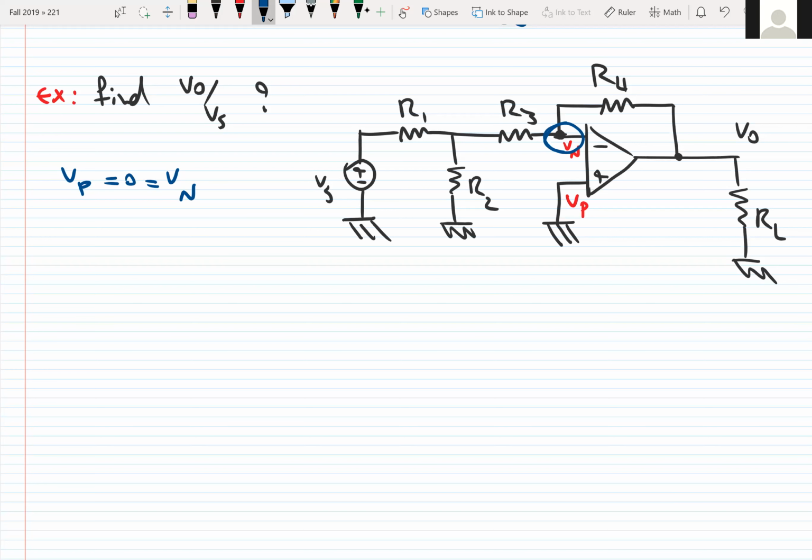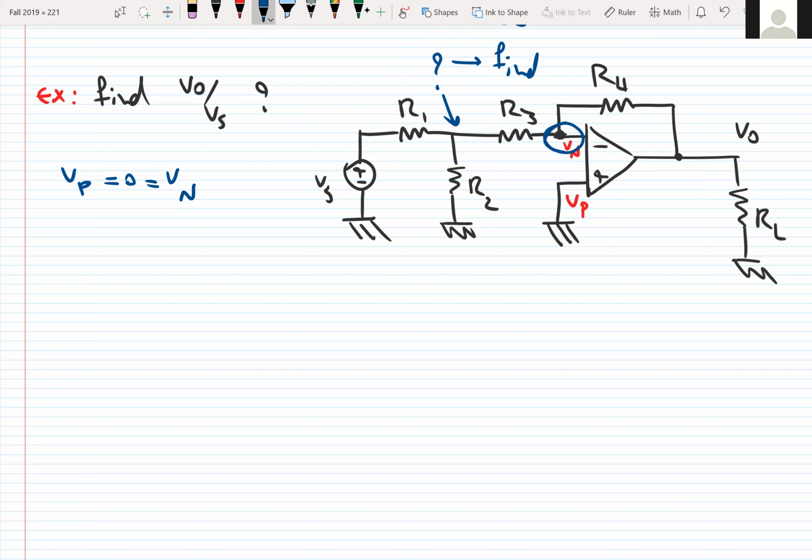Before writing the KCL, we should consider all other conditions. If we look at R4, it has Vn and Vo, that's fine. We can write that correctly. But what about the voltage here? If we want to write the KCL for the node, we should say Vn minus which value? Is it Vs? Of course, it's not. So what should we do? The first thing we need to do is find this value. How can we find this value?